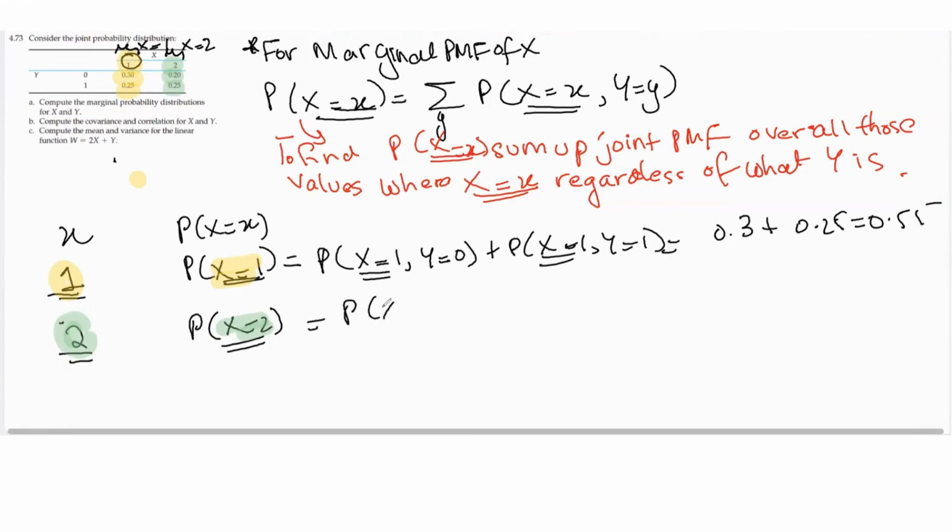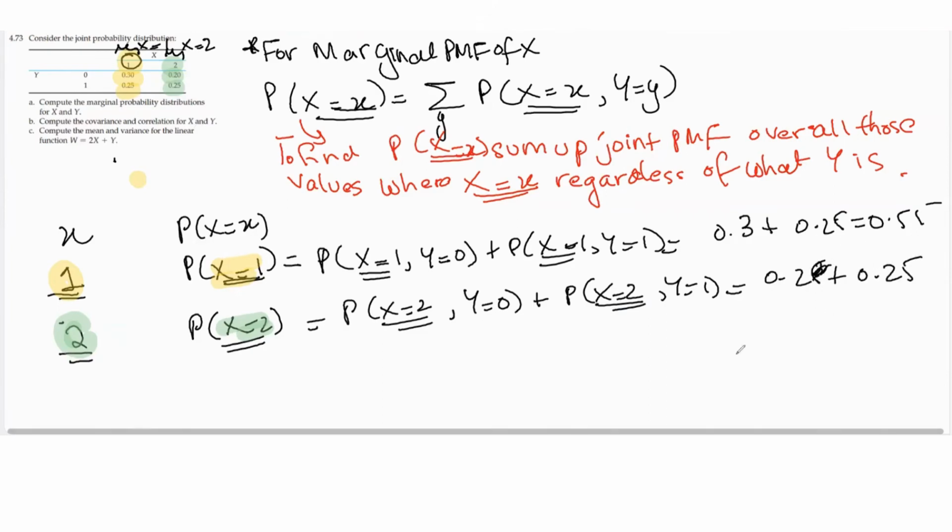So this is the probability x is 2 and y is 0, and then you also add the probability that x is 2 and y is 1. And this would be 0.2 plus 0.25, which is 0.45, right? So in this way, we found the marginal PMF of x. x takes two values, 1 and 2. The probability that x is 1 is 0.55 and the probability x is 2 is 0.45.